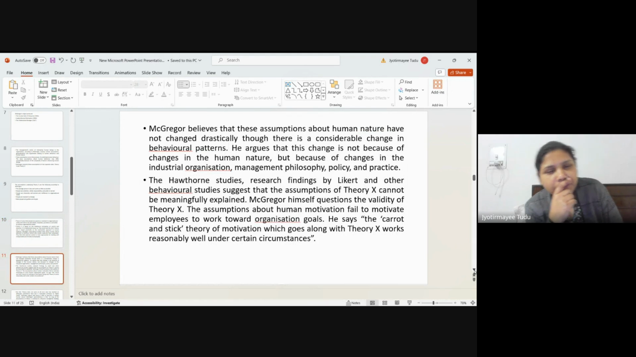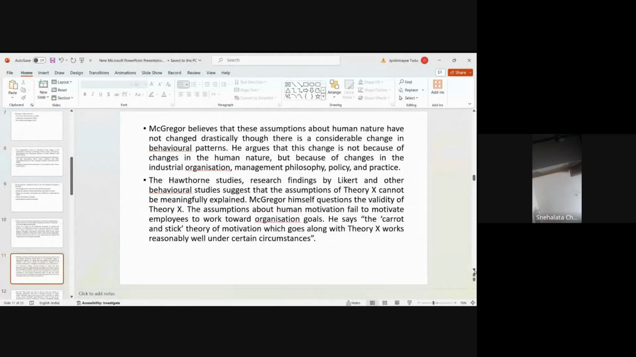Okay, now McGregor also believes that these assumptions about human nature have not changed drastically, though there is considerable change in behavioral patterns. He argues that this change is not because of changes in human nature, but because of changes in industrial organization, management philosophy, policy and practice. Of course, I also agree with that, that human nature, what we are observing, studying human nature itself has been a major arena of inquiry since the beginning of the classical, the philosophical inquiry itself.